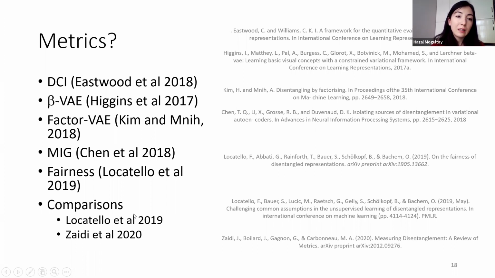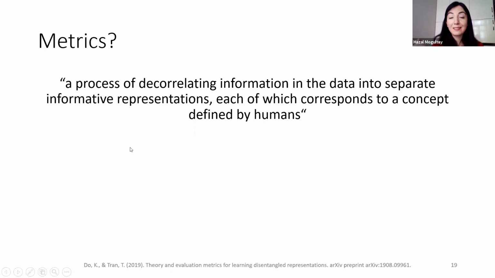Again, as with the theory, I would like to talk about a more recent paper on metrics. It's from 2019. First of all, they define disentanglement as a process of decorrelating information in the data into separate informative representations. Each of these separate representations correspond to a concept defined by humans. So when we disentangle two things from each other, for example, one of them should correspond to the eye color or hair color, I don't know, something defined by humans.